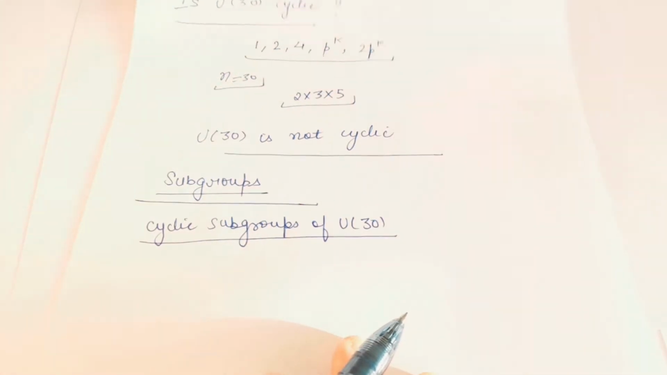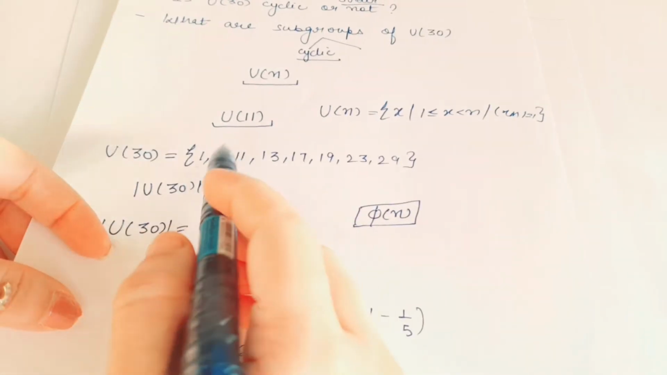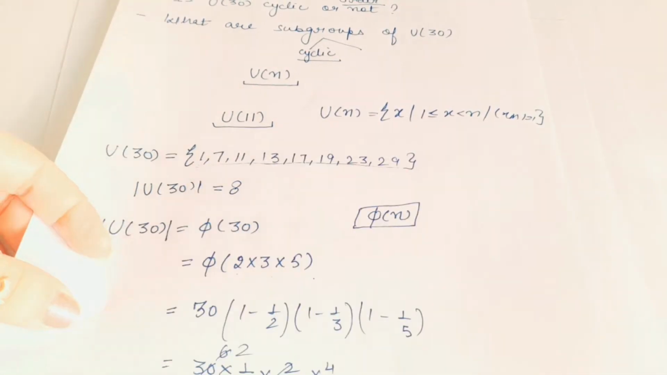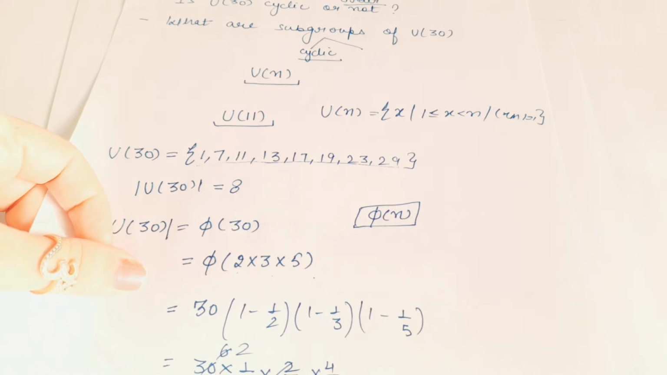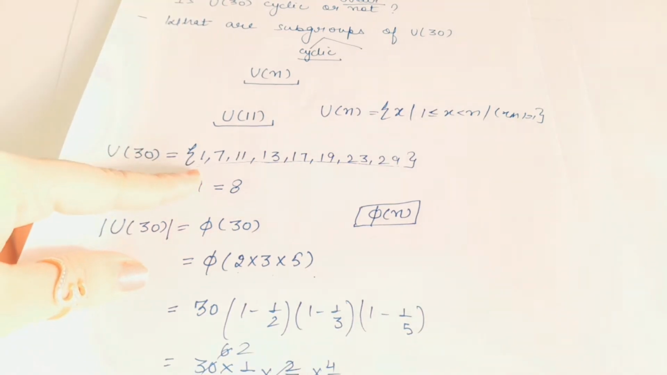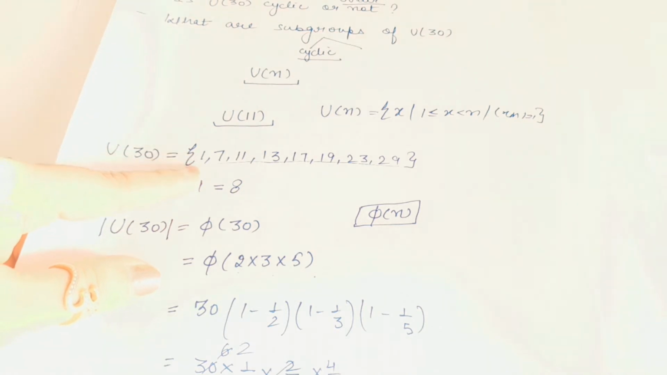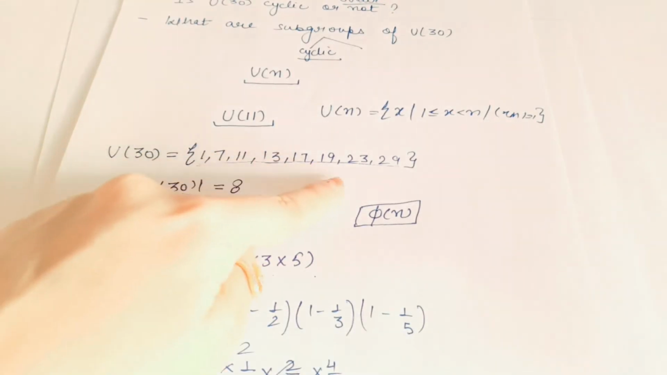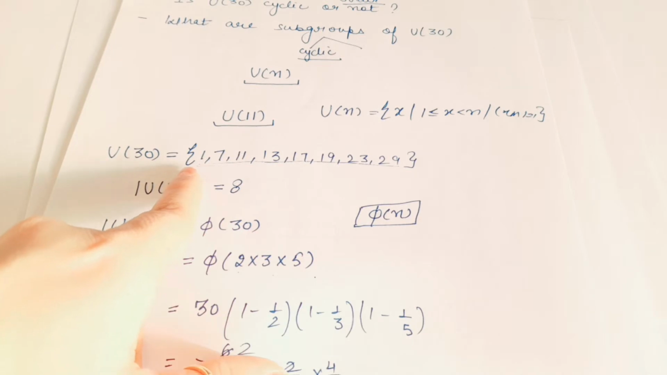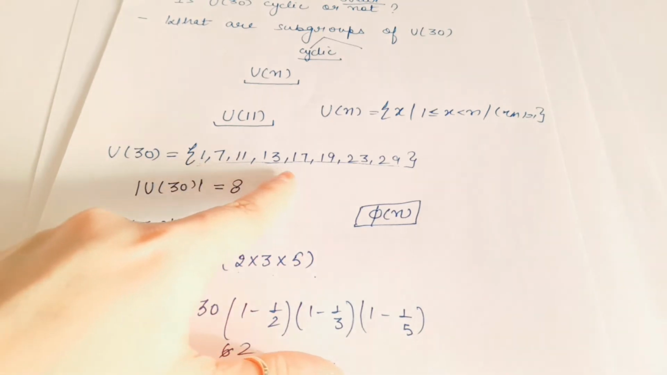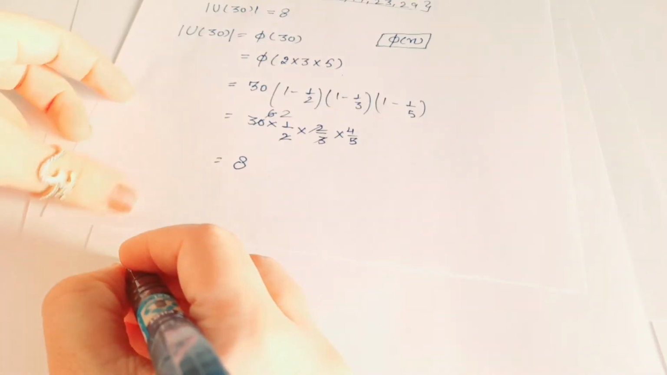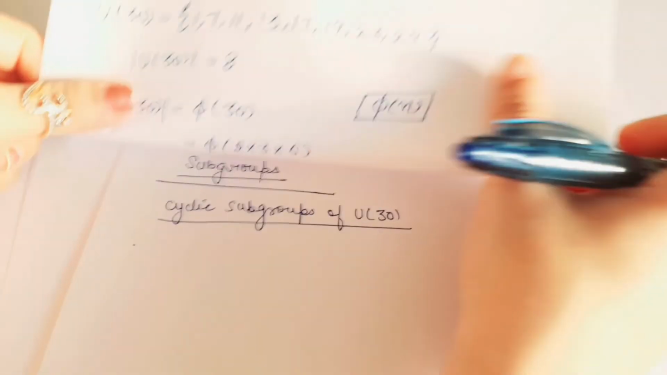How do we make cyclic subgroups of U30? For making cyclic subgroups, we need to look at these elements. What is a cyclic subgroup? Any subgroup that is generated by one of the elements of U30 is known as a cyclic subgroup of U30. One by one we will generate subgroups with these elements. First of all we will generate with 1. You can see its order.